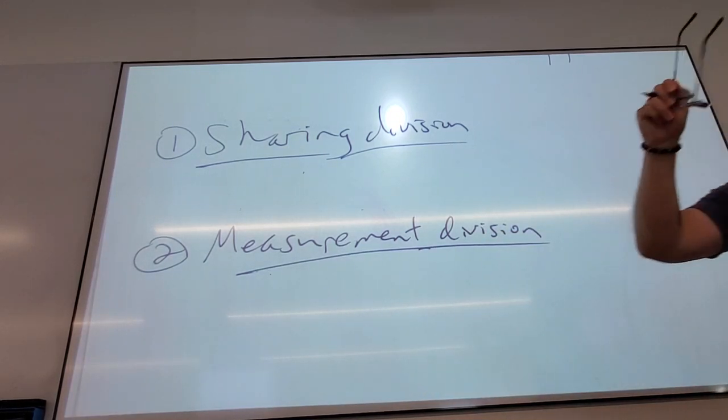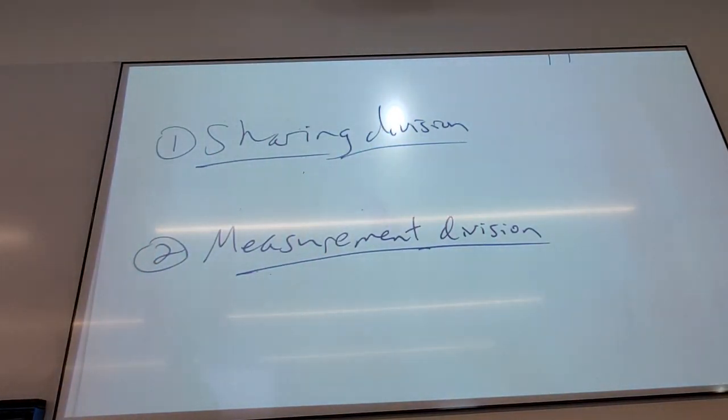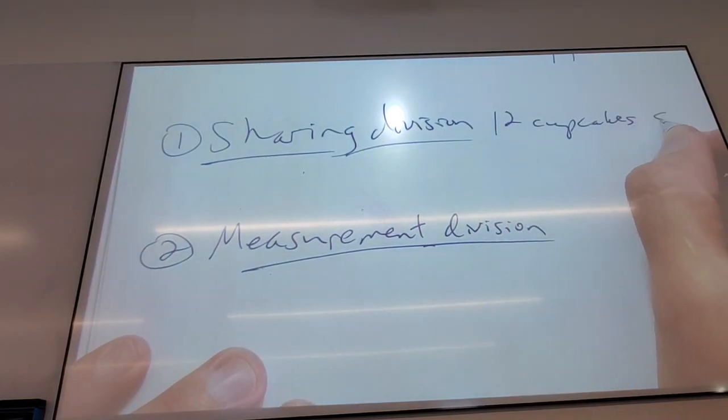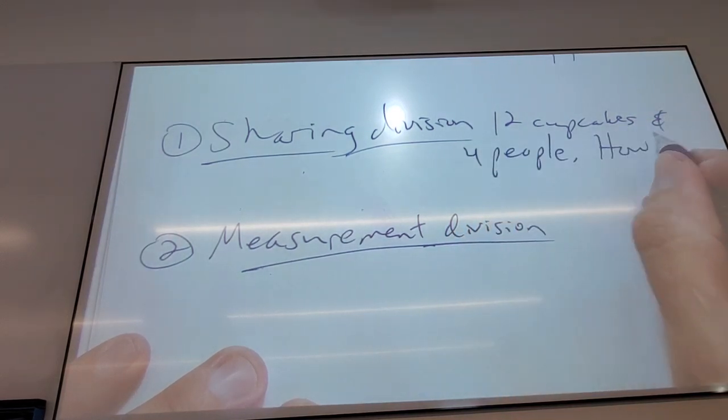Sharing is exactly what you would think. What situation would you physically want to share that would result in division? Yes. So you have like 12 cupcakes and 4 people. Yes? So sharing is exactly what it sounds like. Sharing works great. 12 cupcakes and 4 people. How many cupcakes does each get?